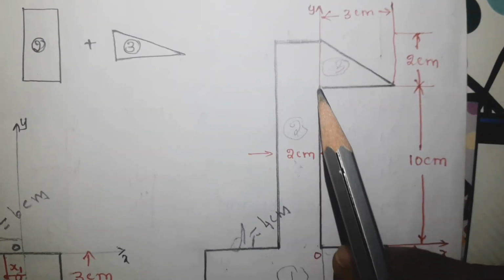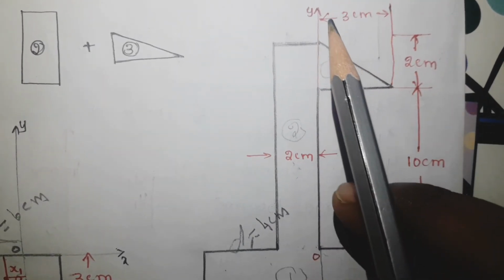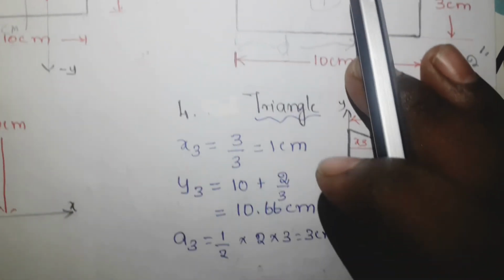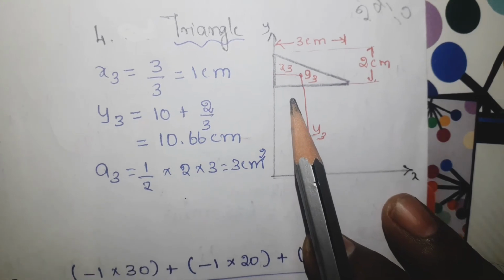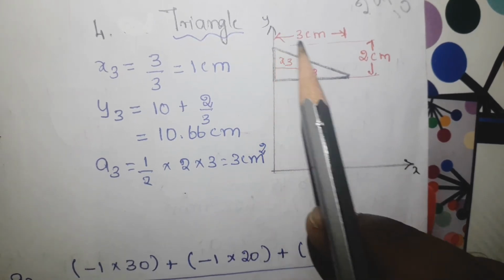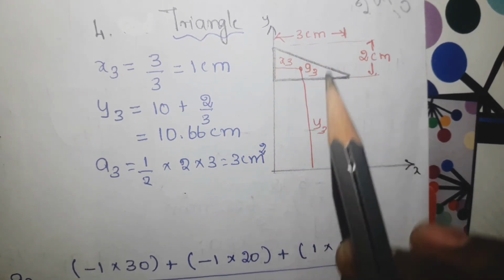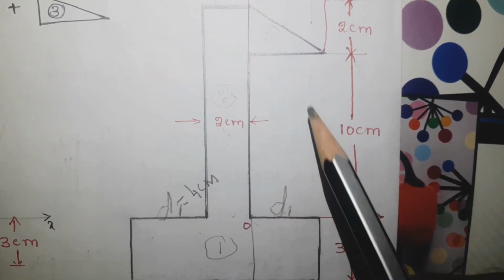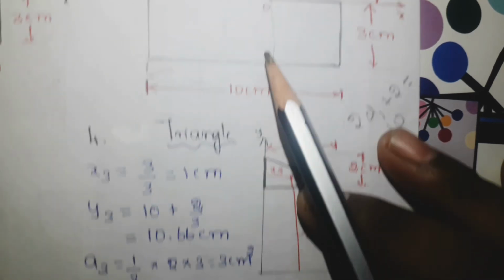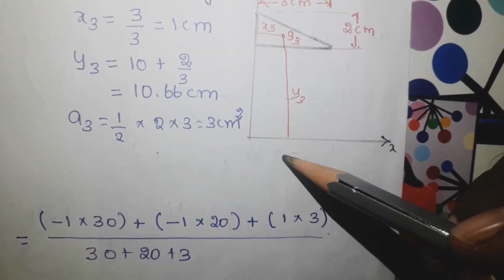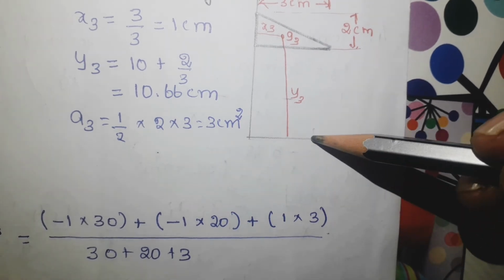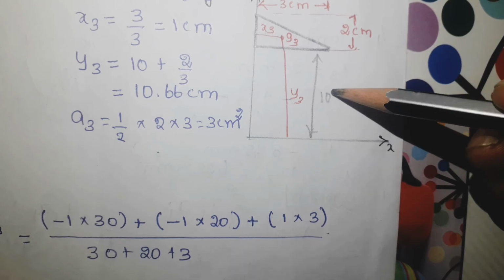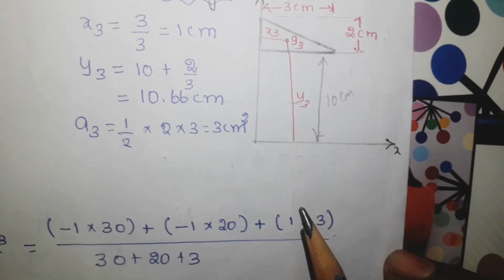Next, the third one is a triangle. This is the triangle, this portion, having the length of 3 centimeter and height of 2 centimeter. You see here, this is the triangle, 3 centimeter, 2 centimeter. Now this triangle is located from the x axis by 10 centimeter. Note that this distance is 10. Note that from here to here it is 10 centimeter. This is very important data.